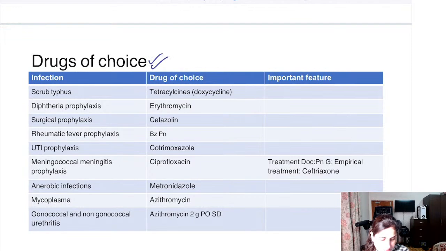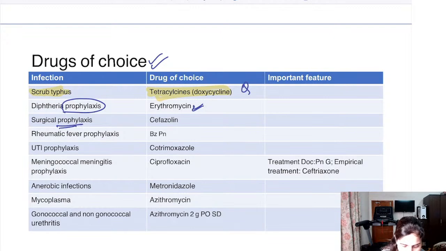Drug of choice for this. Now these questions have been asked here. Scrub typhus has been asked, okay. So the drug of choice is tetracyclines here. We can write doxycycline. All right, got that. Tetracyclines, okay. Scrub typhus, doxycycline, got it. Diphtheria prophylaxis, erythromycin. Surgical prophylaxis was already asked, we just discussed it, cefazolin.